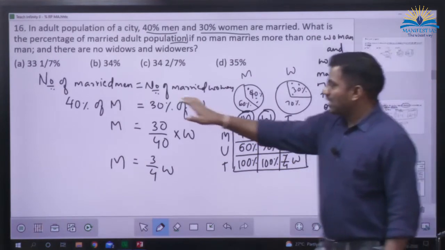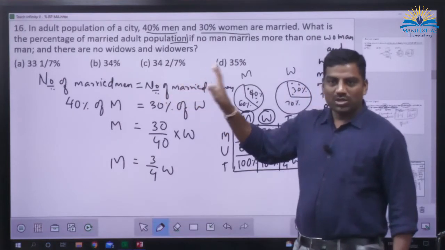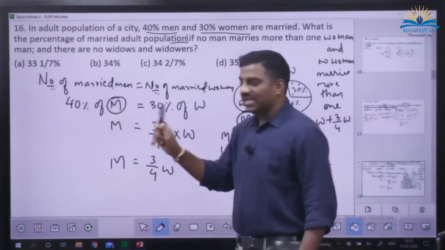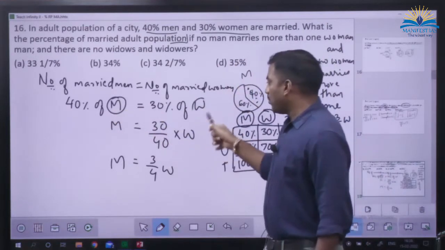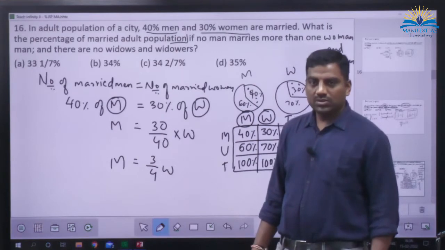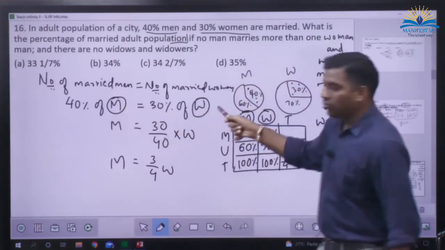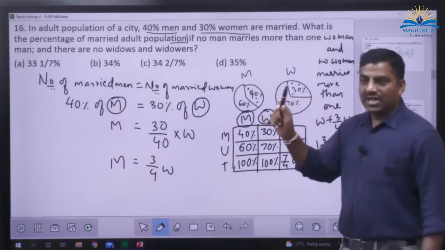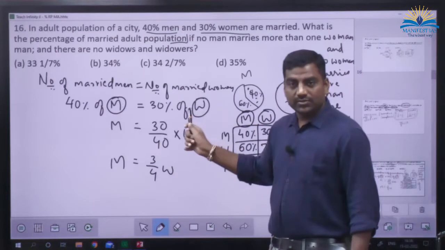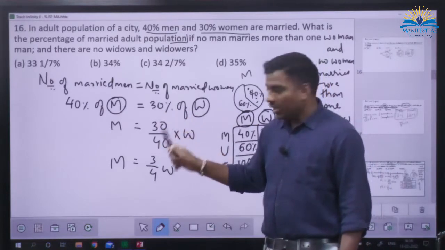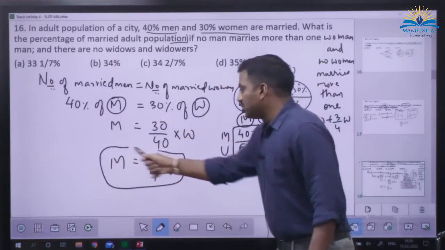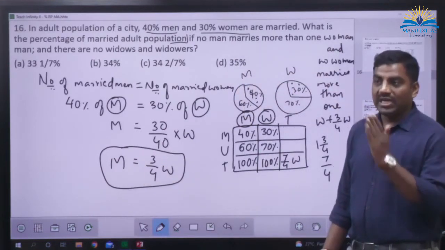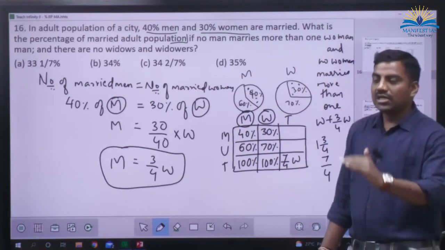First of all, tell me, you understood this logic? Number of married men is equal to number of married women, correct? If the total population of the men is M, and if the total population of the women is W, can I write 40% of the men is equal to 30% of the W? Because married women are 30% and married men are 40%. Can I write like this? We have got the equation in M and W. I got the value of M in terms of W because I want to express one variable in terms of other so that my calculation comes very easier.